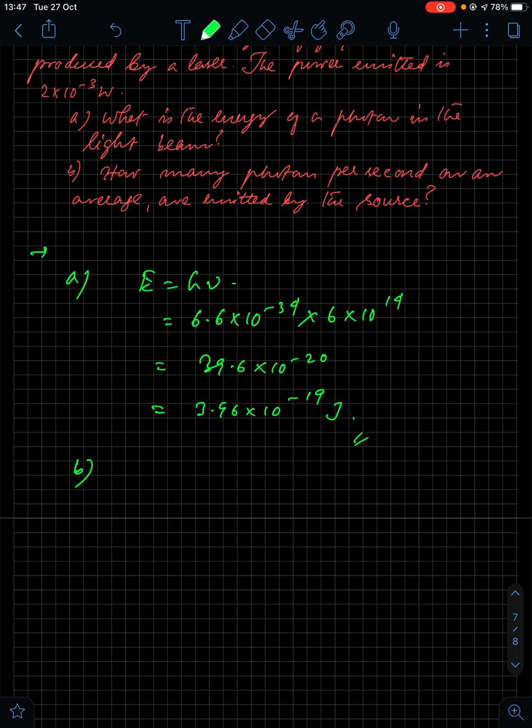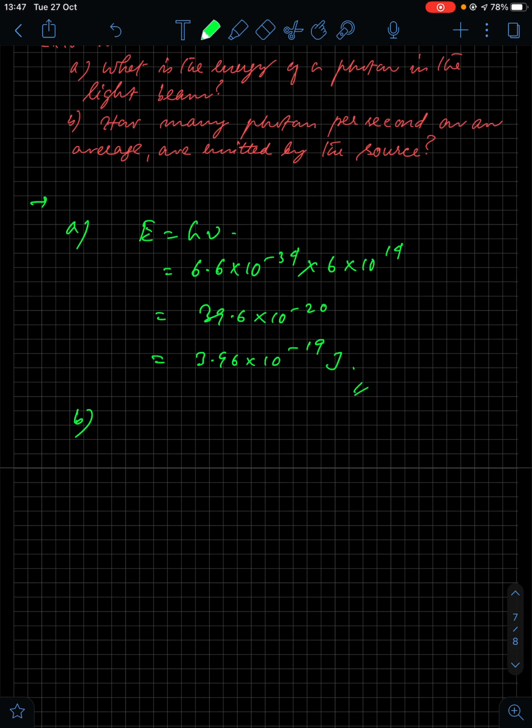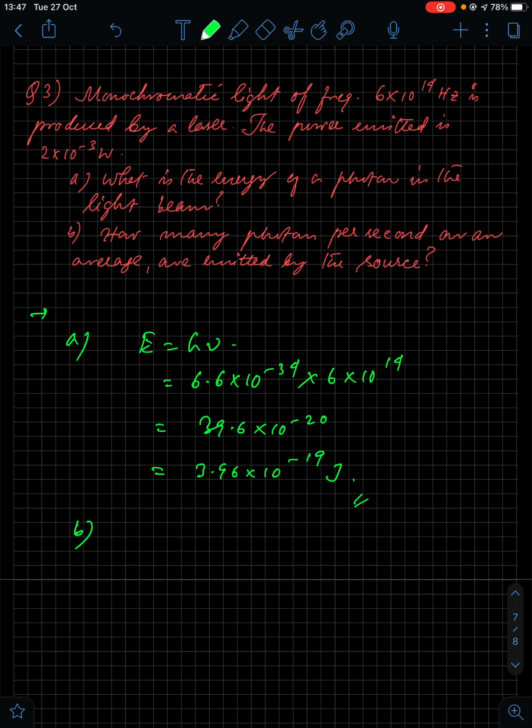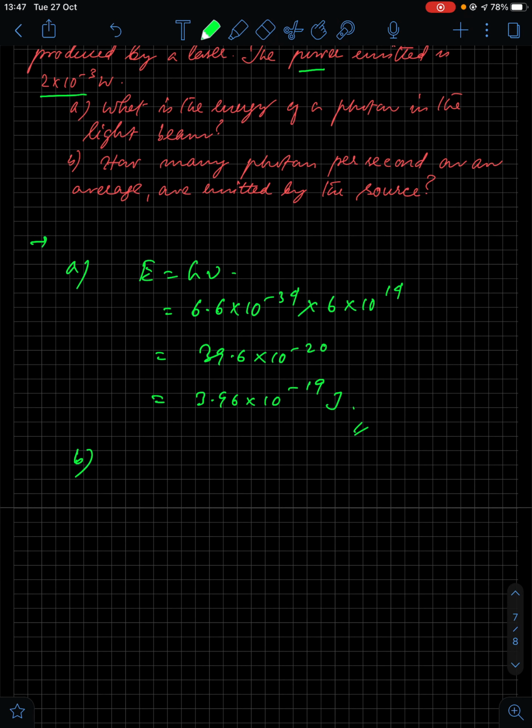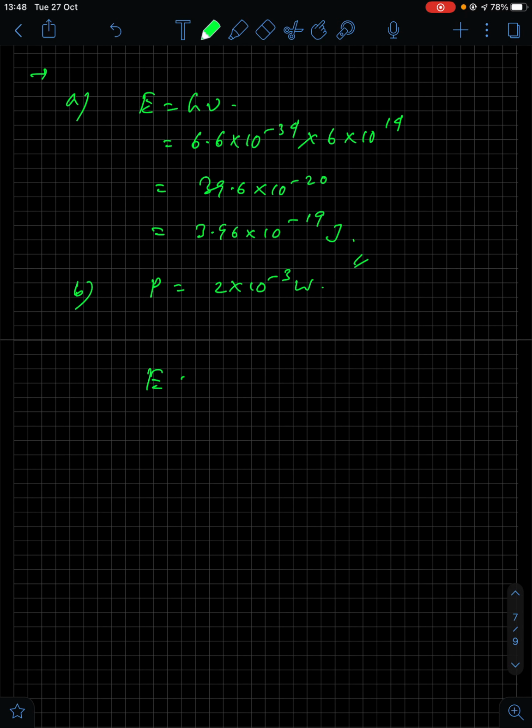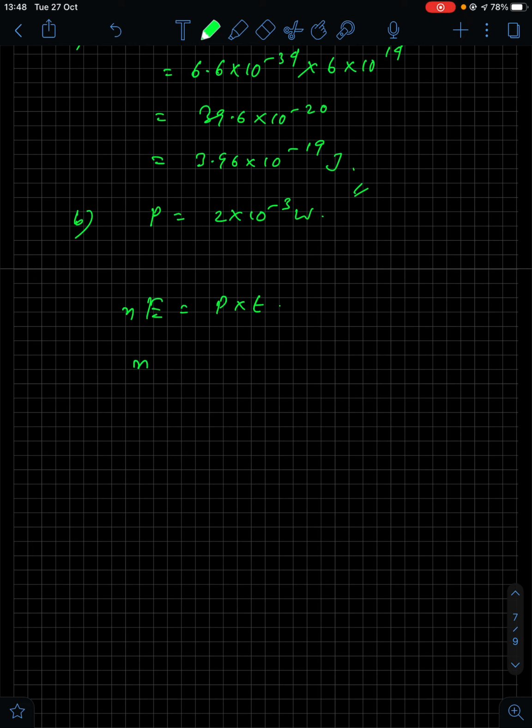Now the second part, what is asked, how many photons will be emitted per second? How many photons will be emitted by the source per second? Now since the power is given in the question, P equal to 2 into 10 to the power minus 3 watt. So for one photon, your energy relation is E equal to P into T, right? A relation for energy with power. So for n photons it will be nE equal to P into T, right? So we need to find out the number n, where n is the number of photons, right?